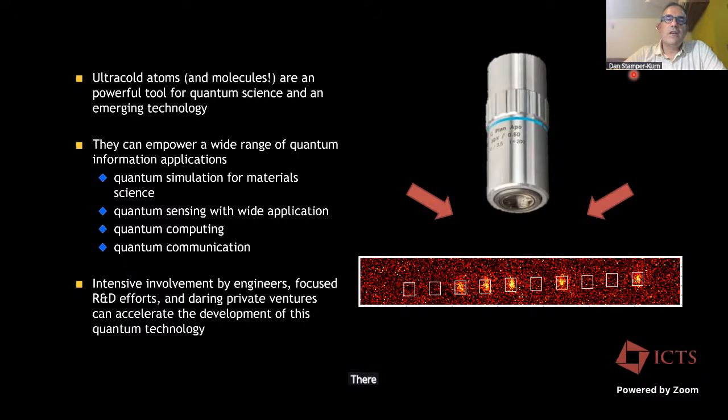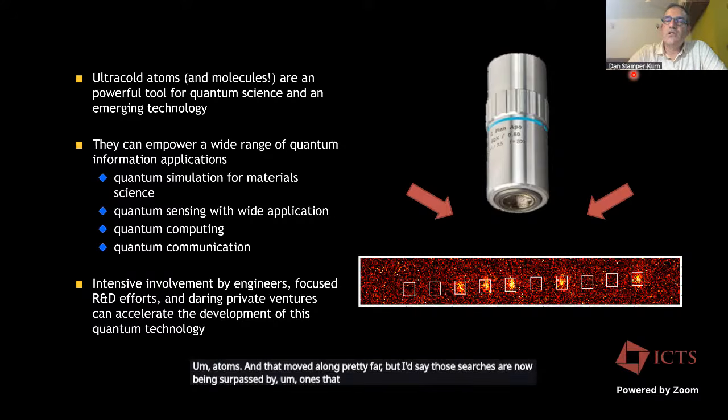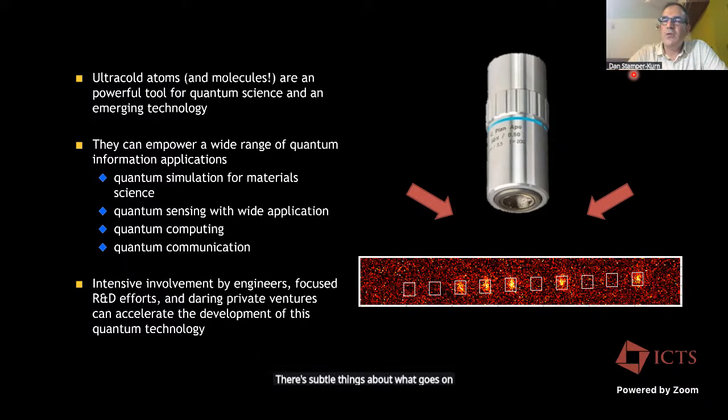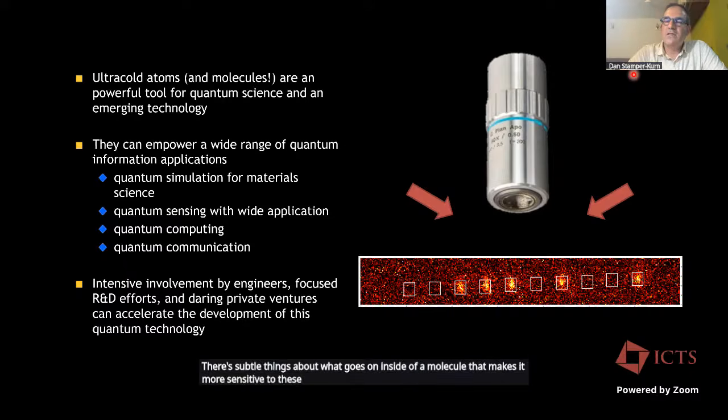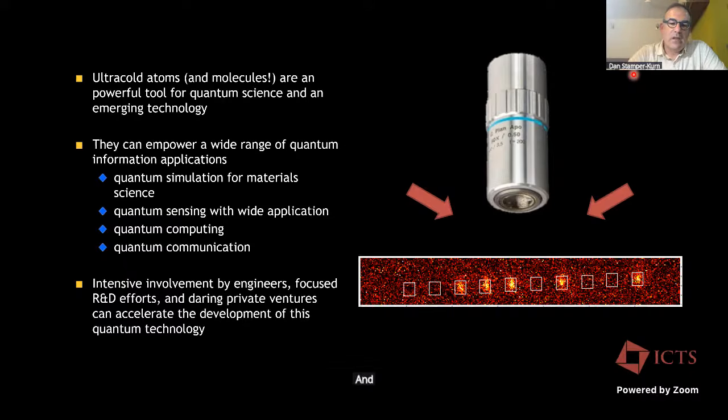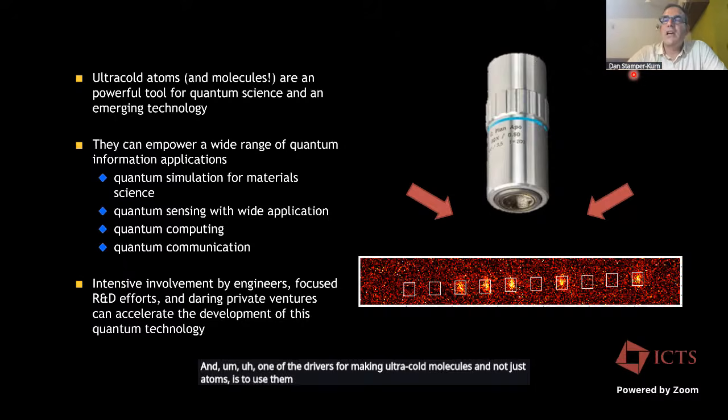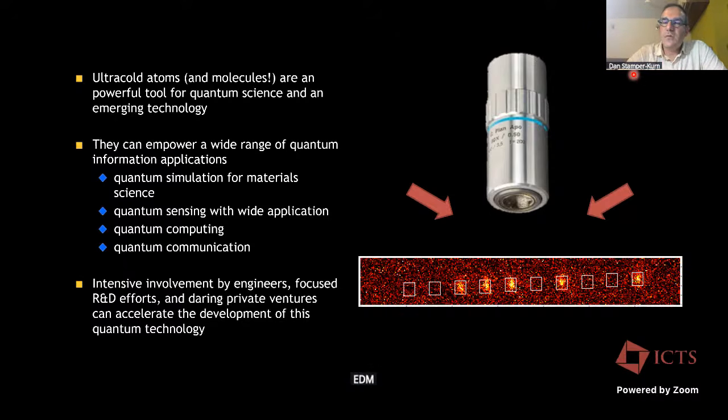There have been a number of experiments. My predecessor at Berkeley, Eugene Commins, had a long research program trying to measure the electronic and nuclear EDMs using atoms. And that moved along pretty far, but I'd say those searches are now being surpassed by ones that make use of molecules, where there's subtle things about what goes on inside of a molecule that makes it more sensitive to these effects. And one of the drivers for making ultra-cold molecules and not just atoms is to use them in these kinds of EDM searching instruments.